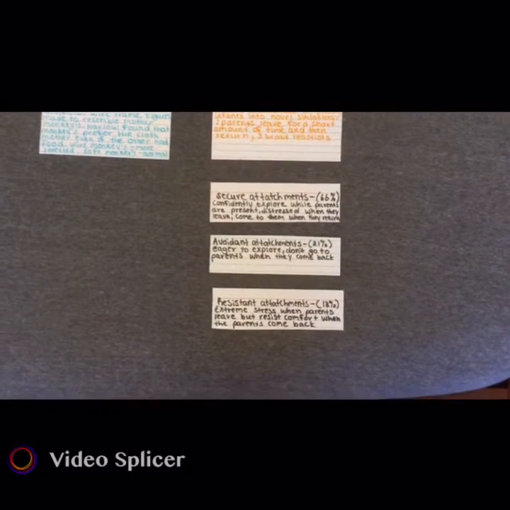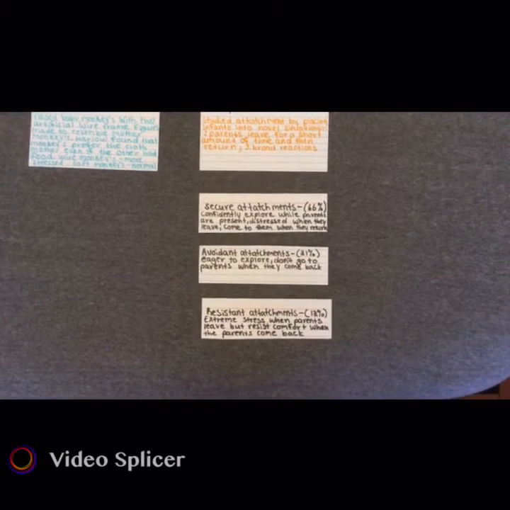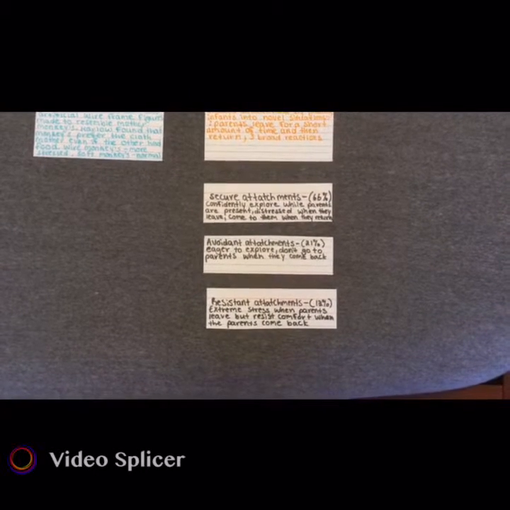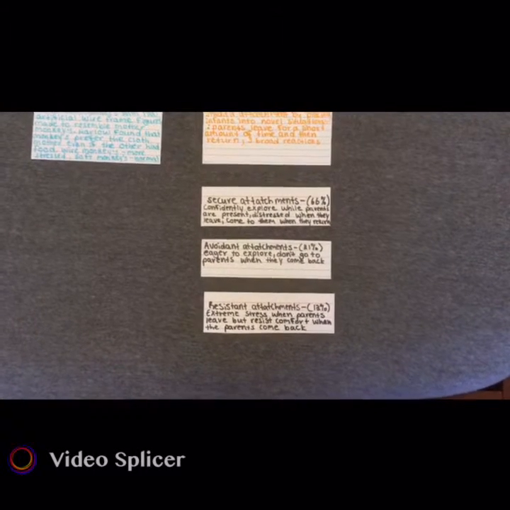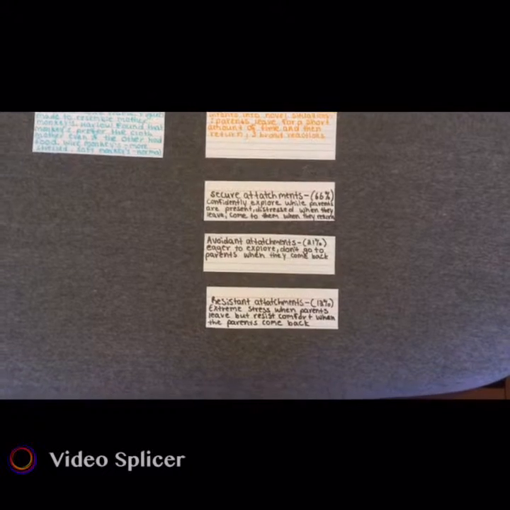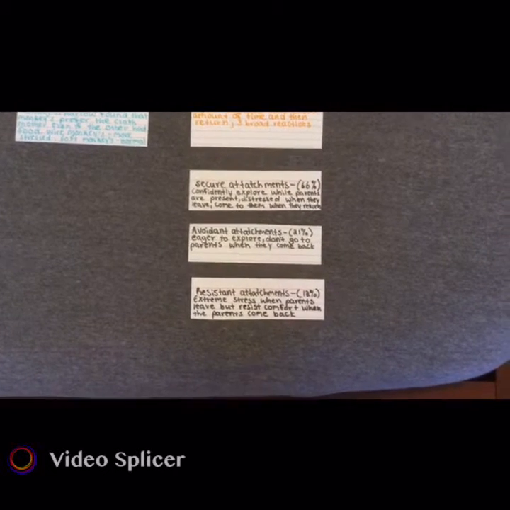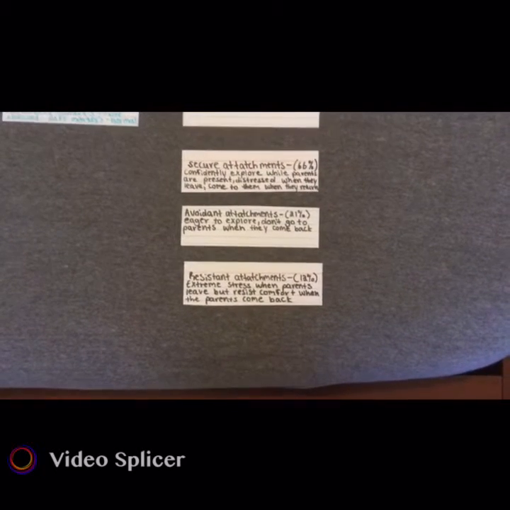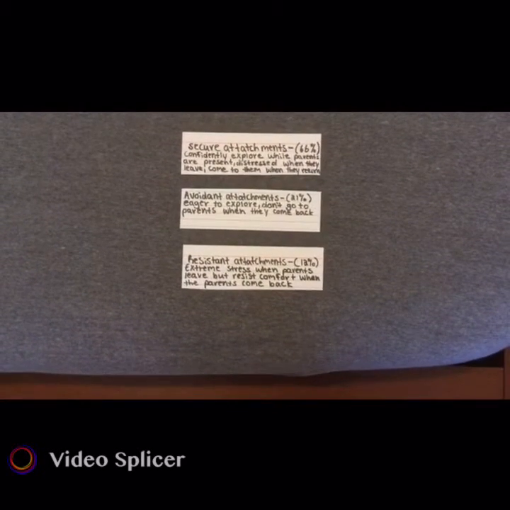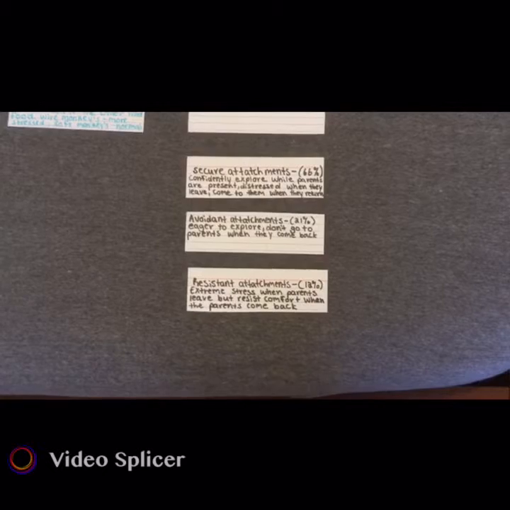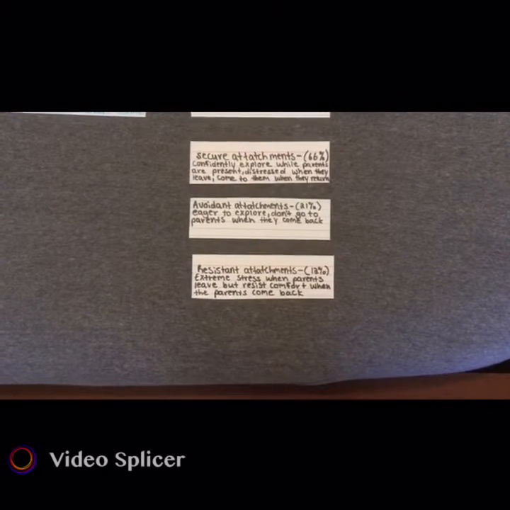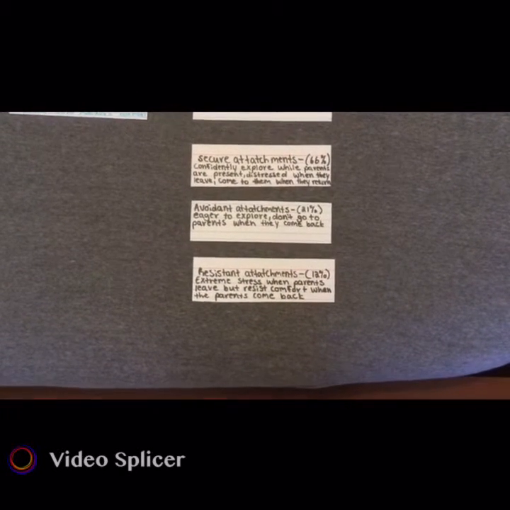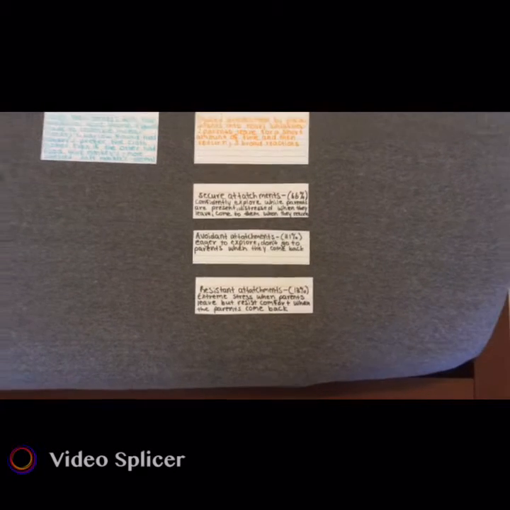The next one is avoidant attachments. Approximately 21% of children had this reaction. They were eager to explore, and they did not go back to their parents when they came back. The next one is resistant attachments, and only 12% of children experienced this reaction. They had extreme stress when the parents left, but they resisted comfort when the parents came back also.